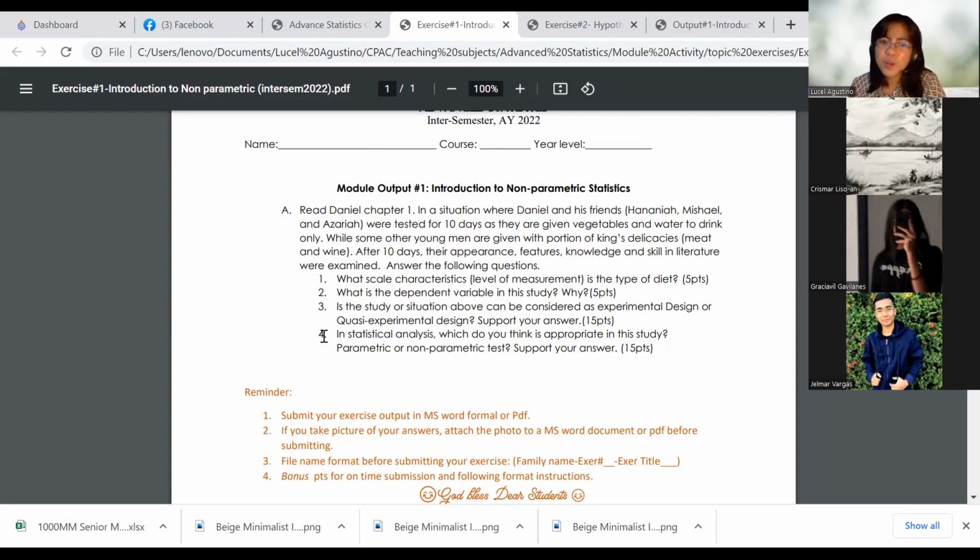And then, number 4, in statistical analysis, which do you think is appropriate in this study? Parametric or non-parametric? So, support your answer. Wala mo na sang sala kag mali kung parametric or non-parametric. Ang importante, masuportahan nyo lang.